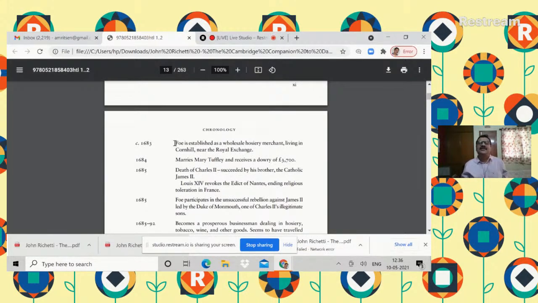By 1683, he is quite established as a merchant, but there is also this propensity of taking risks and entering into new fanciful projects, because of which he will very soon enter into bankruptcy. Now, 1684, he's marrying Mary Tuffy, with whom he will have 8 children, and receives a dowry of £3,700, which is a very substantial dowry at that point of time. So Defoe is set up in life.